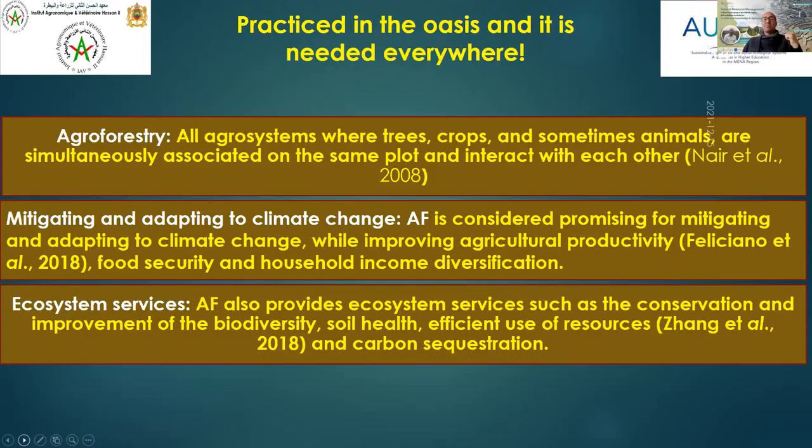Agroforestry means all ecosystems where trees, crops, and sometimes animals are simultaneously associated on the same plot and interact with each other. It allows mitigating and adapting to climate change. Agroforestry is considered promising for mitigating and adapting to climate change while improving agricultural productivity, food security, and household income diversification. It's through ecosystem services. Agroforestry also provides ecosystem services such as the conservation and the improvement of biodiversity, soil health, efficient use of resources, and carbon sequestration.